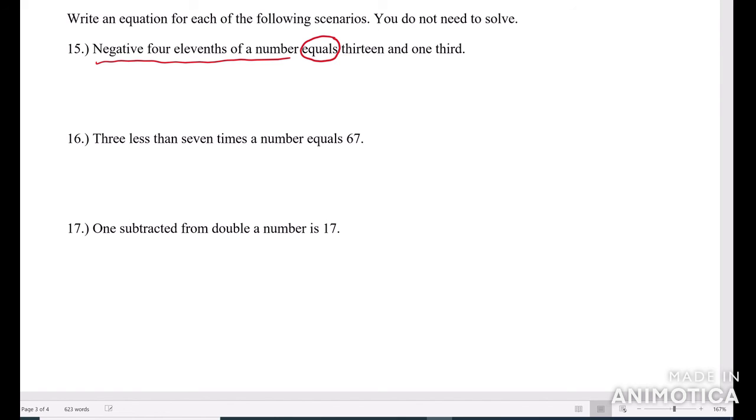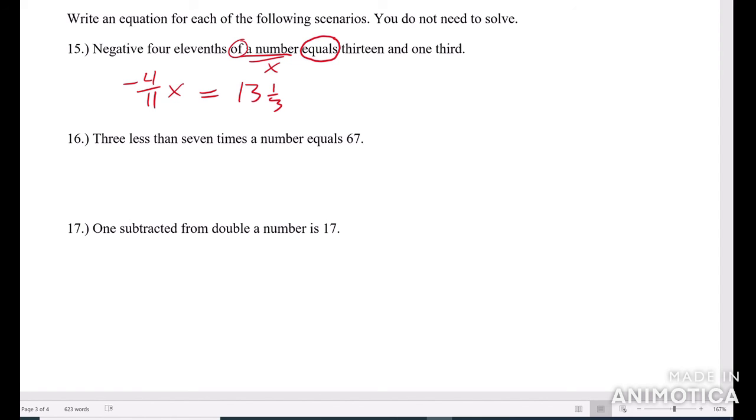Okay, so on the left side of the equal sign, we have -4/11 of a number. When I see a number, that's telling me x, and this of is telling me that I need to multiply. So I'm going to take -4/11 and multiply it times x. I can just write -4/11 x. Okay, that is equal to 13 1/3. So 13 1/3, just like that. That's all that I need.